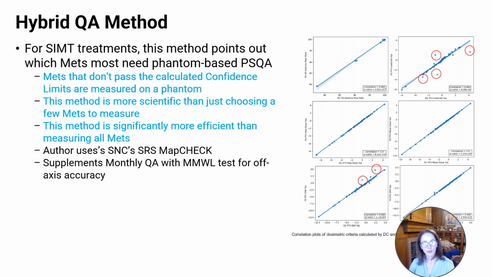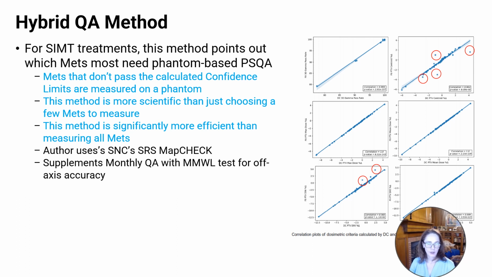For single isocenter multi-target treatments, this method points out which METs most need the phantom-based QA. And as you can see in the graphs on the right, only 6 of the METs fell outside of their confidence limits. This method is more scientific, of course, than just choosing a few METs to measure, and it also will significantly reduce the amount of time needed for measuring if you were to measure all the METs.